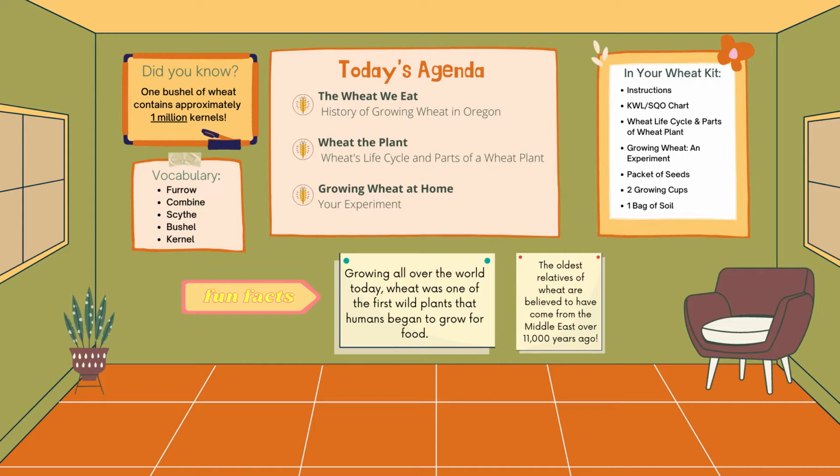I also have some fun facts. Did you know that 1 bushel of wheat contains approximately 1 million kernels? That blows my mind. That is amazing. And did you also know that wheat was one of the first wild plants that humans began to grow for food? The oldest relatives of wheat are believed to have come from the Middle East over 11,000 years ago. These are all facts that I've discovered as I was learning more about wheat. And remember, you can include facts like this and others in the What Did You Learn section of your KWL or SQA chart. Okay, let's move on to the wheat we eat and a short history of growing wheat in Oregon.